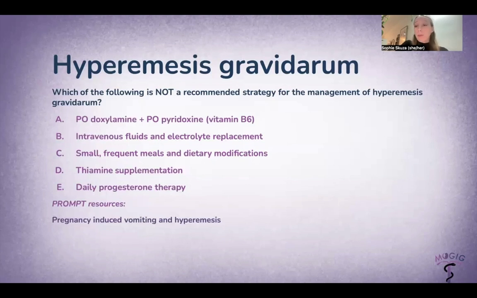C, small frequent meals and dietary modifications. D, thiamine supplementation. Or E, daily progesterone therapy. And the correct answer in this case is daily progesterone therapy. This is not a recommended strategy for the management of hyperemesis gravidarum.